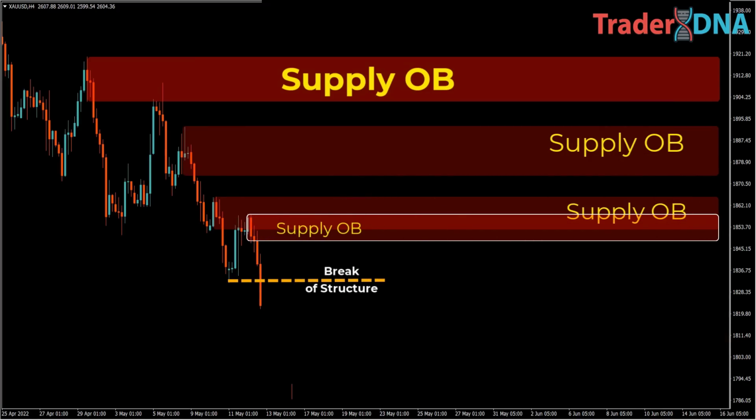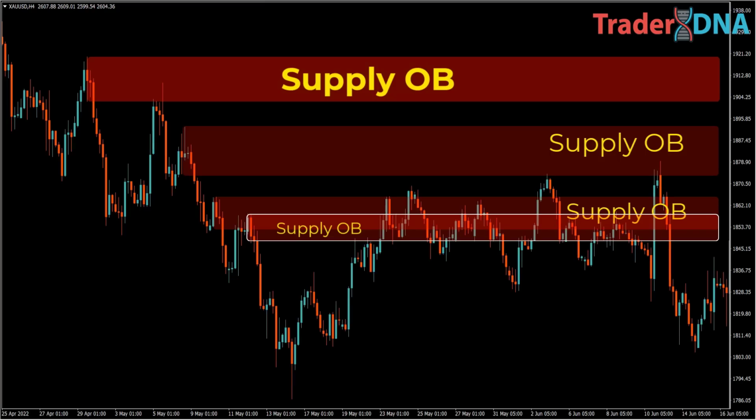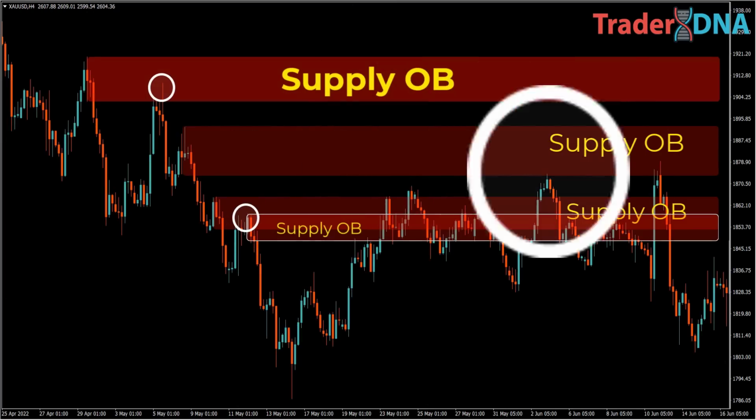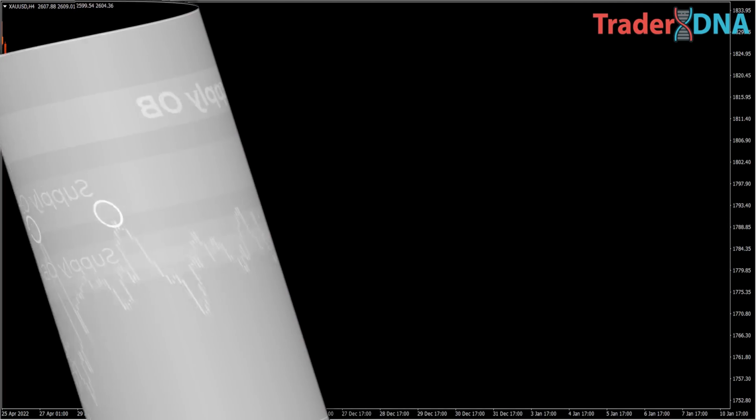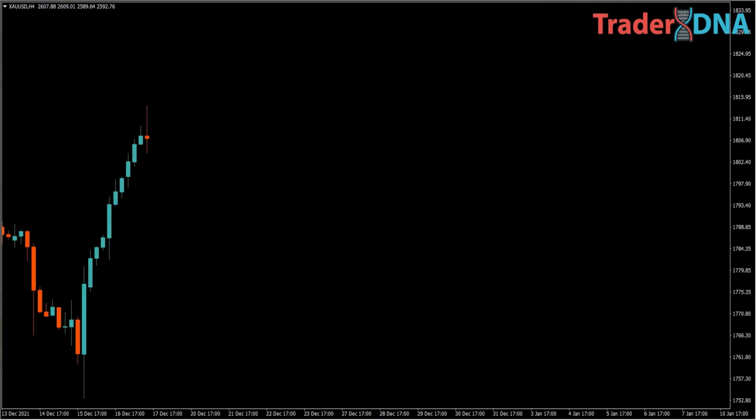Notice how the price tends to bounce off these areas. However, not every order block will be respected by the market. It's important to remember that order blocks are areas of high probability, not certainty. Some areas may still get breached, but focusing on these key zones can give you a stronger edge in your trading. Now let's shift our focus to an uptrend.